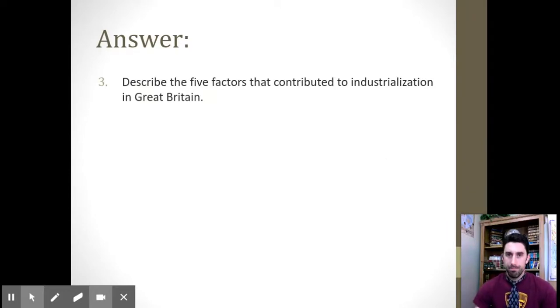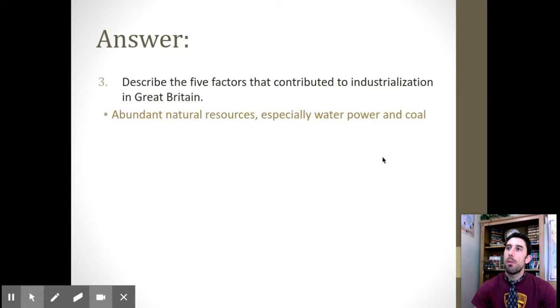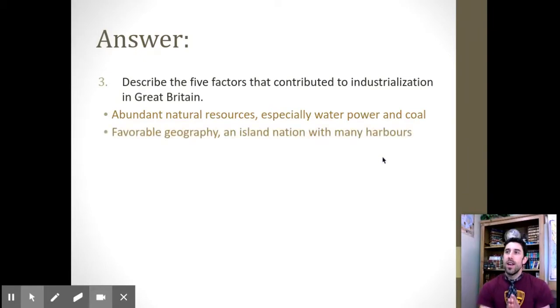Number 1, let's see if I can remember them. Number 1, resources. There you go. Abundant natural resources, especially water, power, coal, and iron. Number 2, geography. Yeah, an island. Britain was an island, had many harbors, and was an optimal system for transport of goods and raw materials.